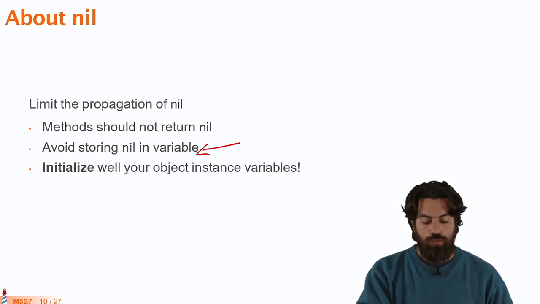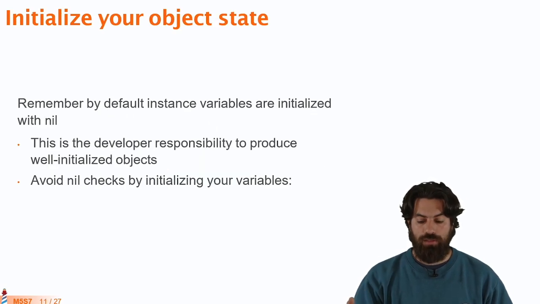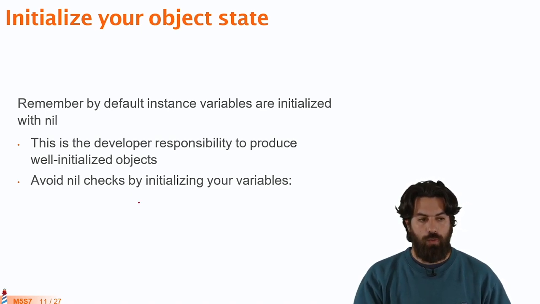And of course, to do this, we can initialize properly the instance variables of the object. Remember that every time that we are going to initialize an object, all the instance variables are going to be initialized with nil, or with null in other languages. So it is the developer's responsibility to produce objects that are well initialized. If we provide objects that are well initialized, we can avoid nil checks in the rest of our code.